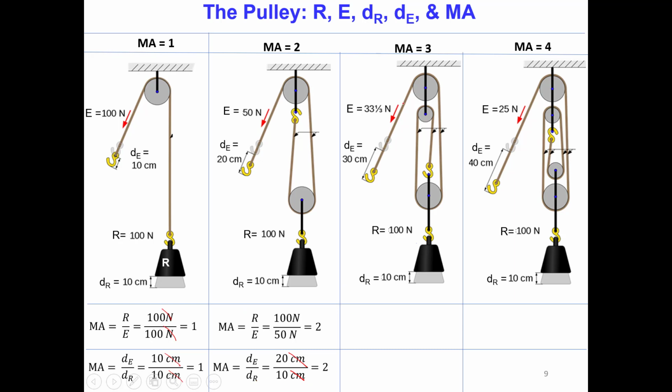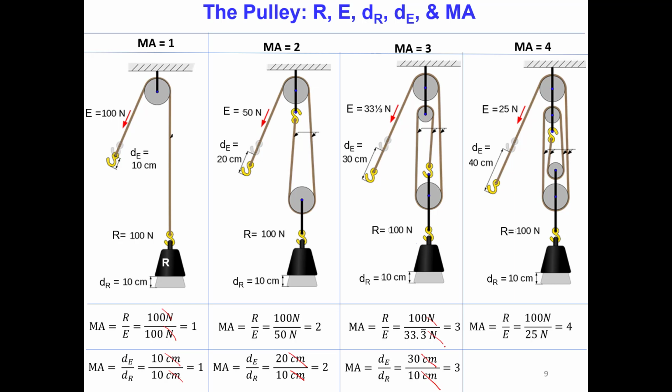Let's see the third. Now we know the mechanical advantage is 3, counting 1, 2, 3. If we calculate using the forces, we had 100 divided by 33.3, which equals 3. And this is what we expected. The same happened with the distance: 30 centimeters divided by 10 centimeters. The units cancel out, and then it equals 3.